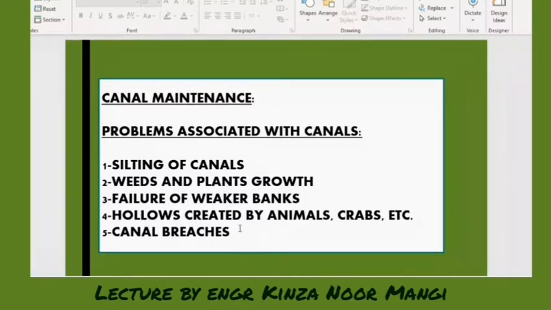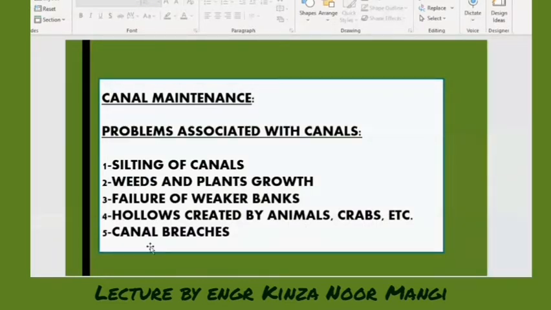Fourth is the hollows created by the animals. If there are any crabs or water-habitat animals, they will try to dig out some material, and slowly it can make the canal weaker either at the bottom or its sides wherever they create hollows. So small things will make big changes. That's why we have to inspect also for the hollows created by animals and crabs.